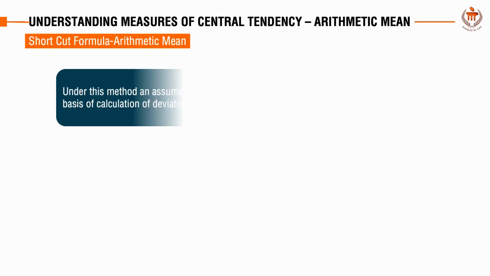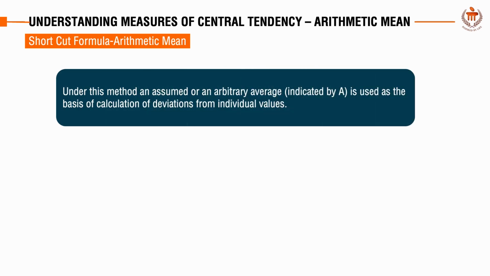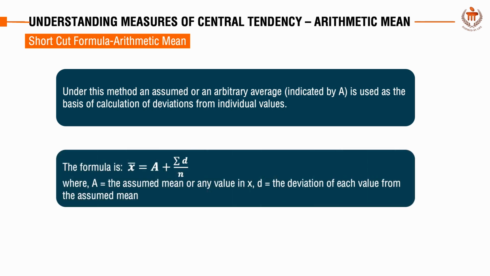Now the shortcut formula for arithmetic mean. There's another way to calculate the arithmetic mean, which is a shortcut formula. Under this formula, an assumed or arbitrary value is used as the basis for the calculation of deviation of individual values. The formula of arithmetic mean is equal to assumed value plus summation of d divided by n.